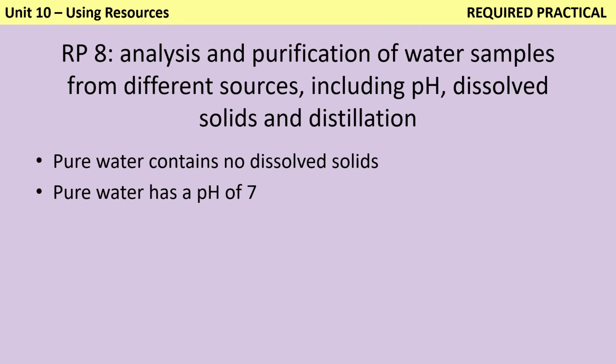The second thing that you can do is to use either an indicator or a pH probe to measure the pH of the water. At GCSE, we say that the pH of pure water is going to be exactly 7, so perfectly neutral.